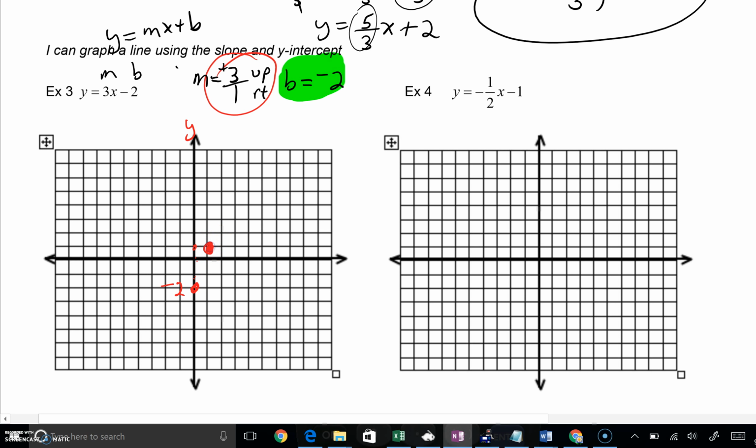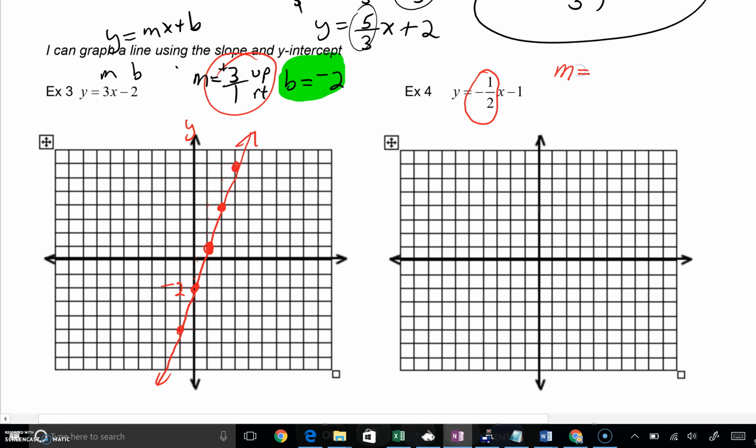And in fact, I could keep doing that. 1, 2, 3 steps up, 1 step to the right. In a similar way, you could even continue this pattern by going 1, 2, 3 steps down and 1 step to the left. That will suffice. However, you can see what's happening. We get our graph very, very quickly. Take a look at example 4.